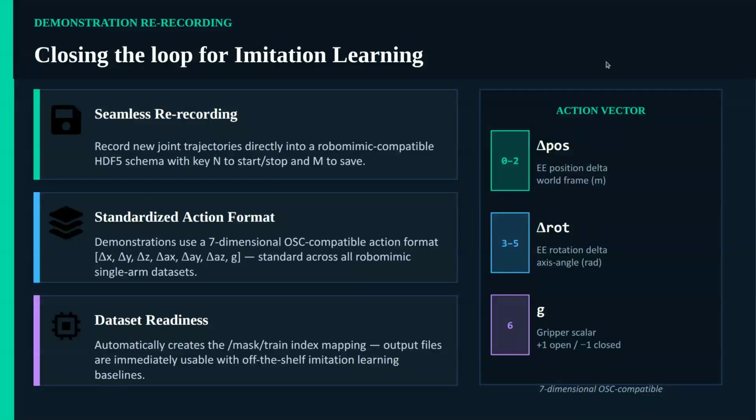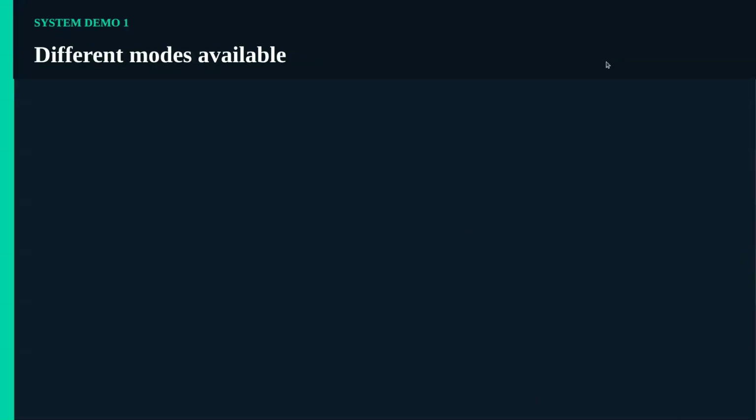The action vector is in the standard end effector position, rotation, and gripper position, which is +1 for open and -1 for close. So it's a standard RoboMimic format. Different modes are available. These are some demos of our system.